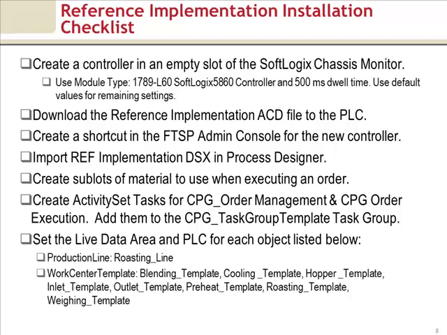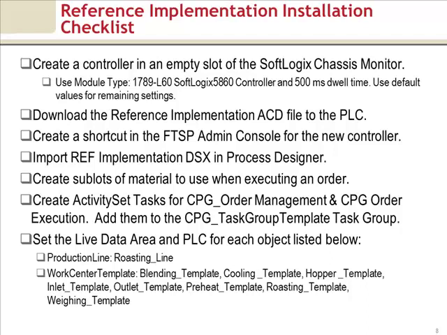First, you need to create a controller in an empty slot of the SoftLogix chassis monitor. Be sure to use module type 1789L60 and optionally use a 500 millisecond dwell time. For the remaining portions, use the default values. Next, download the reference implementation ACD file to the PLC. Then create a shortcut in the FactoryTalk Services Platform admin console for the new controller.